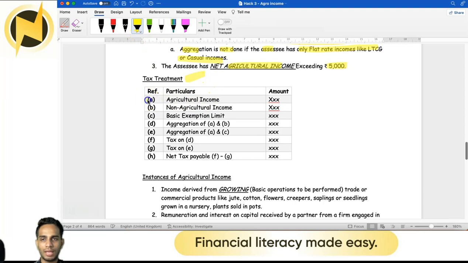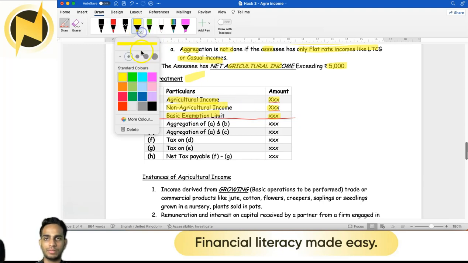Simple. A, take agricultural income, write it out. B, take your non-agricultural income, write. C, take your basic exemption limit, write. Put a strong underline here. Strong underline here. Next step. Let me just change the color.